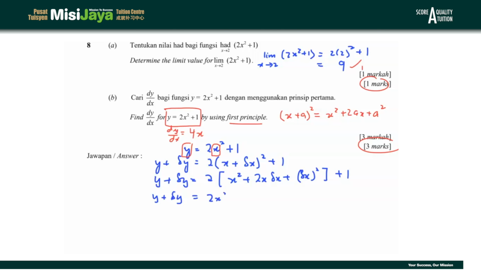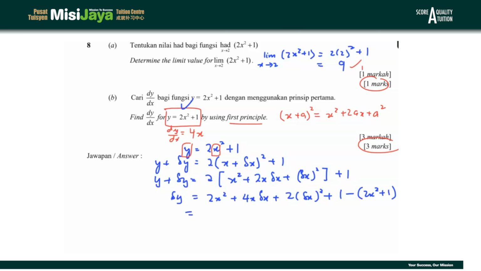So it will be 2x squared plus 4x delta x plus 2 delta x whole thing square, and then plus 1. And then you see on the left hand side we have y. We don't want the y on the left hand side, so I'm going to bring this y over to the right hand side. So it becomes minus y, and our y value is 2x squared plus 1. So minus 2x squared plus 1.